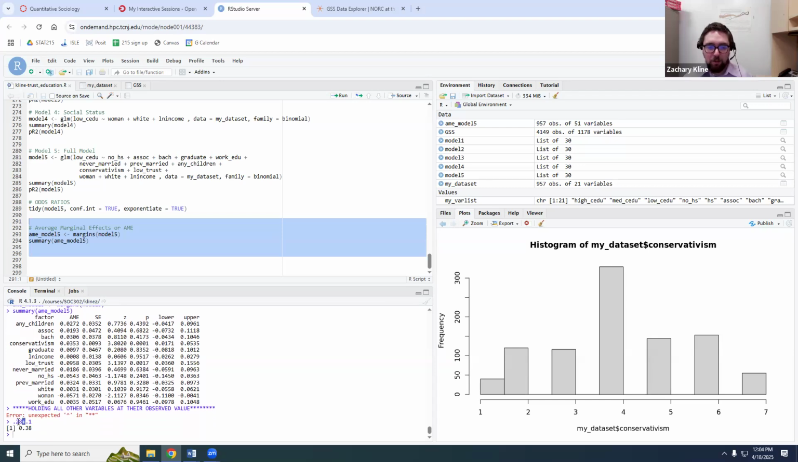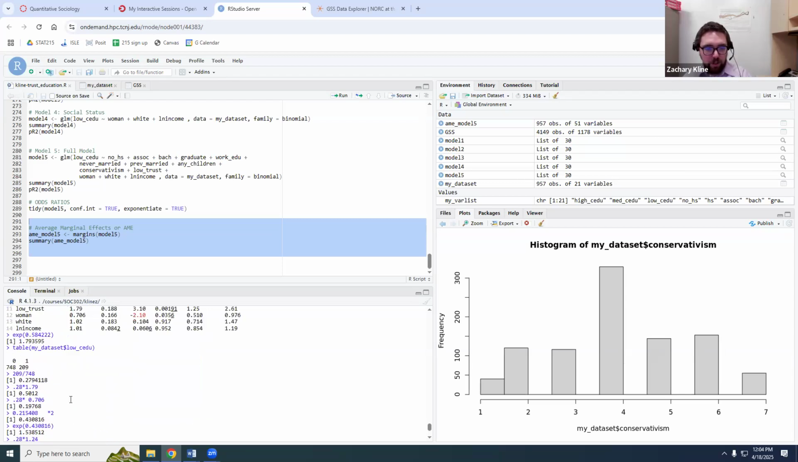Now, the probability for someone without low trust is not being held at 0.28. It's being held at whatever the observed predicted value is for that one particular person. And you could actually get those particular numbers, which is a bit beyond the scope of this video and this class. But nonetheless, that's how we interpret these values here.